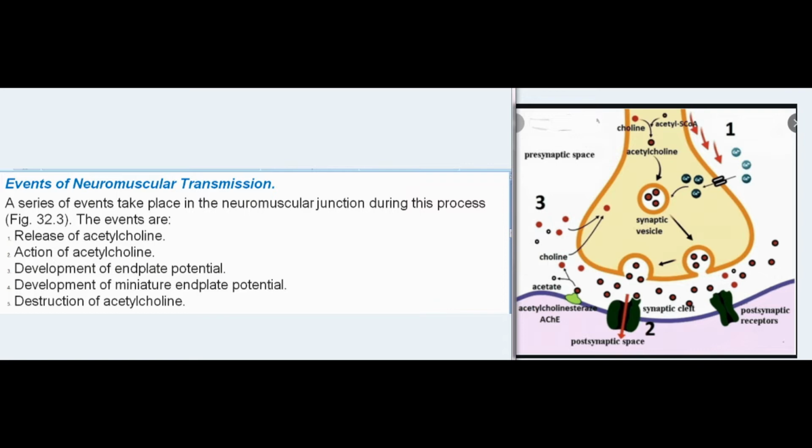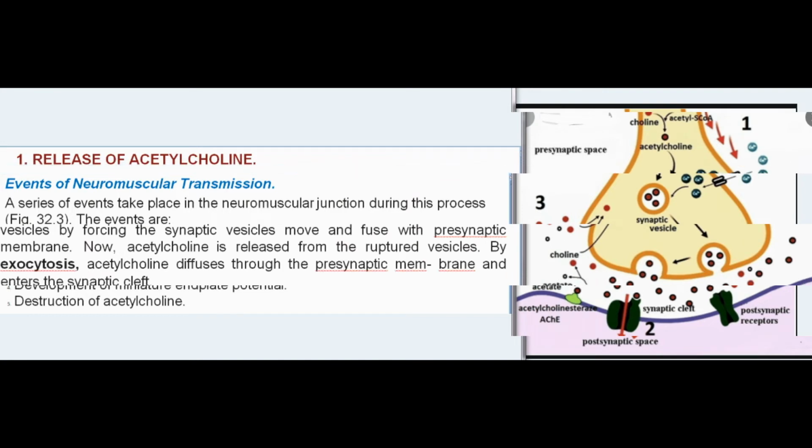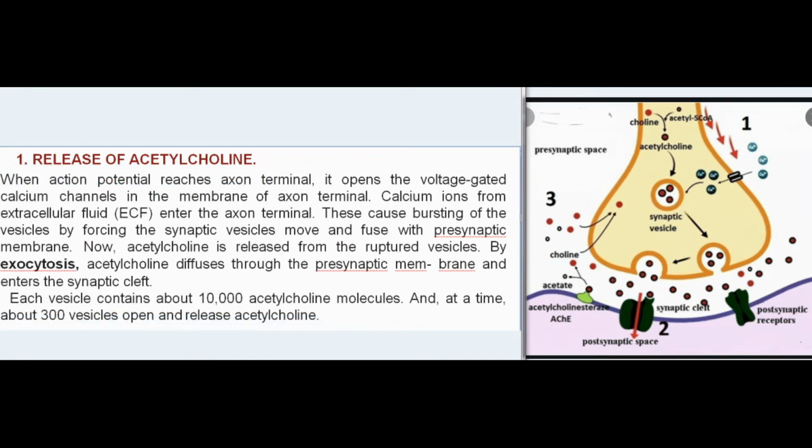The events are: release of acetylcholine, action of acetylcholine, development of endplate potential, development of miniature endplate potential, destruction of acetylcholine. 1. Release of acetylcholine. When action potential reaches axon terminal, it opens the voltage-gated calcium channels in the membrane of axon terminal. Calcium ions from extracellular fluid, ECF, enter the axon terminal.